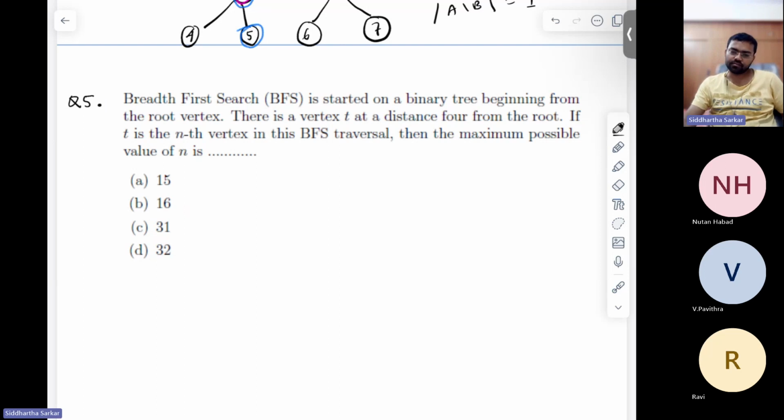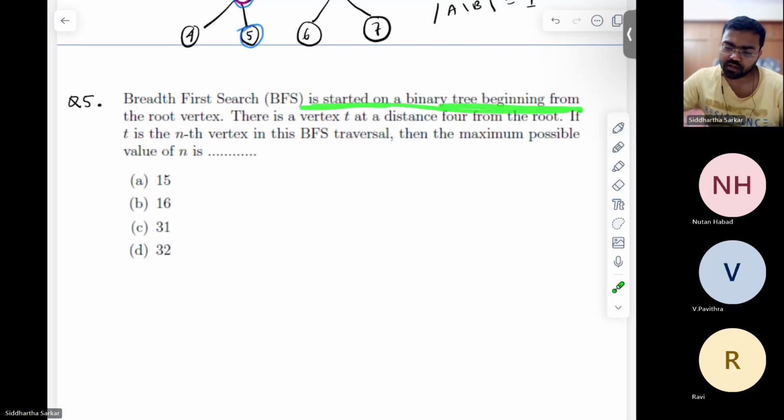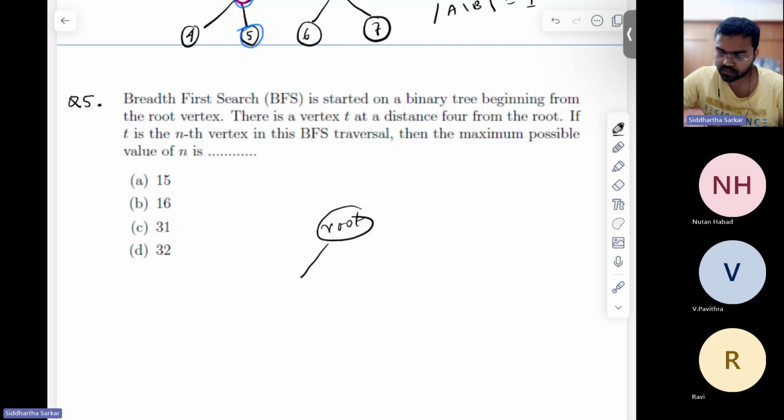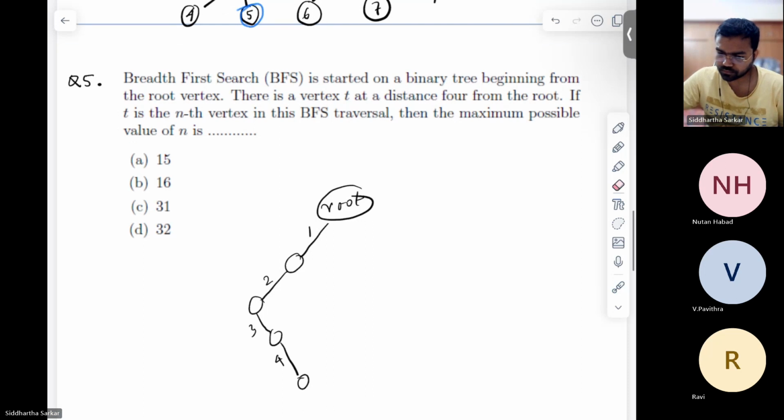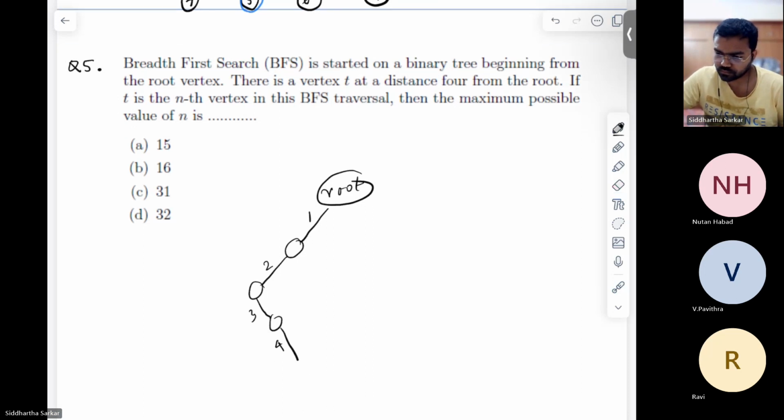So again, we're doing BFS. So what are we doing? We started BFS on a binary tree, beginning from the root vertex. There is a vertex T at a distance 4 from the root. So let's say this is the root, and at some distance, in fact, we have been told it is 4, there is a vertex T. At distance 4, there is a vertex T.